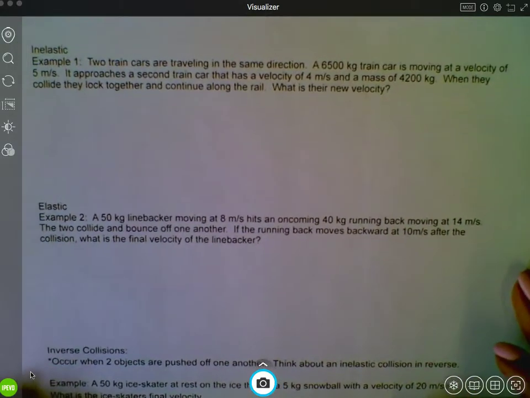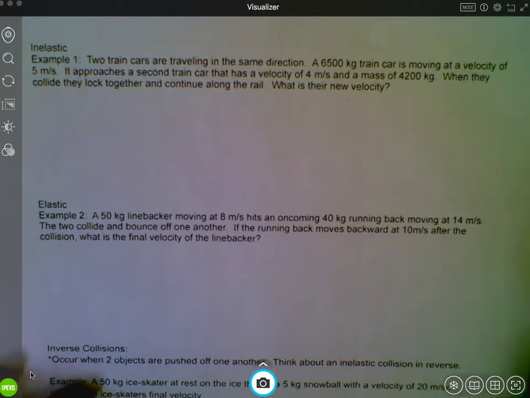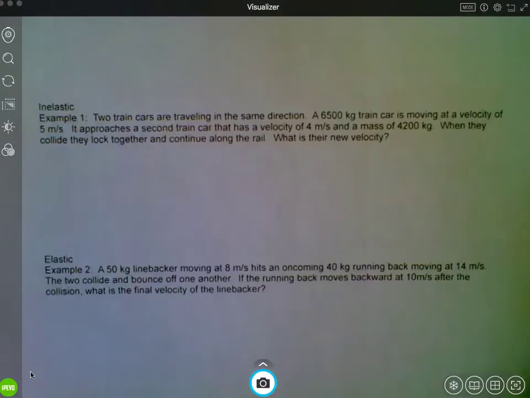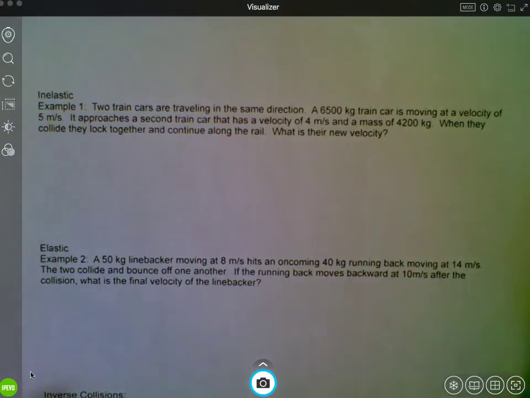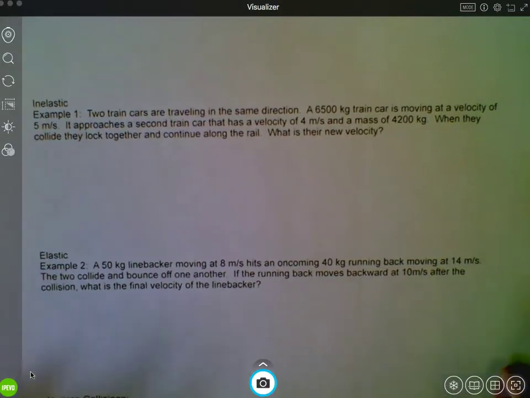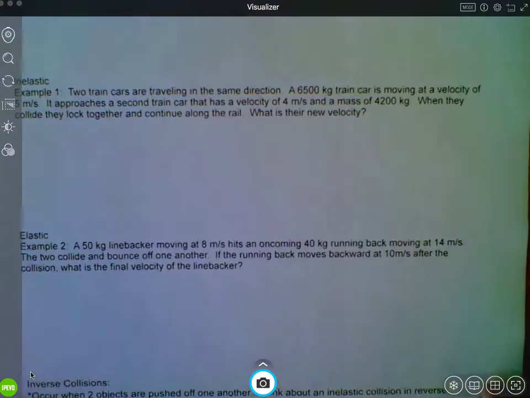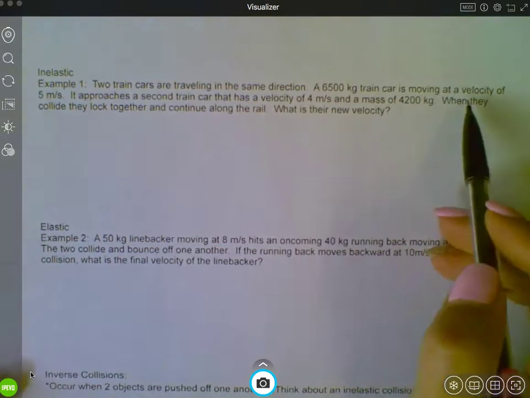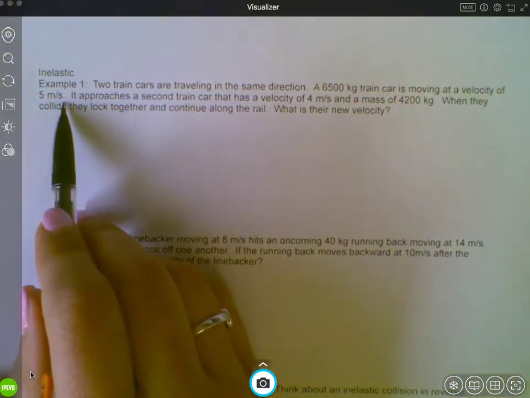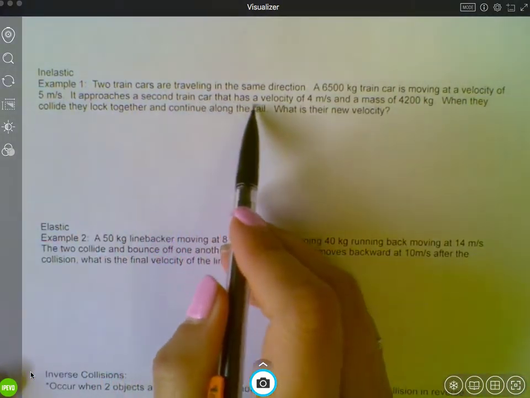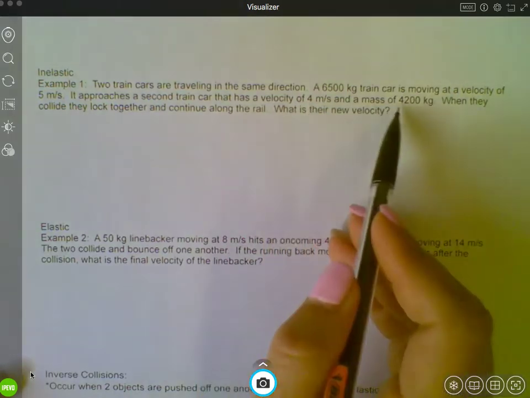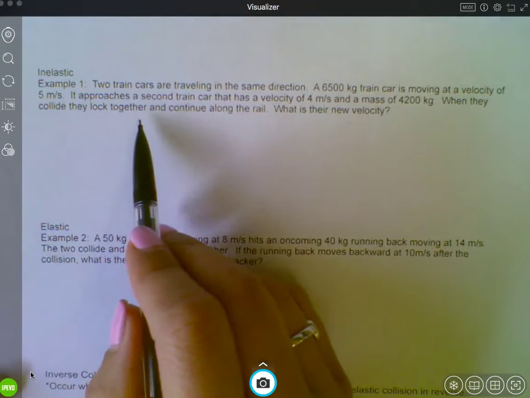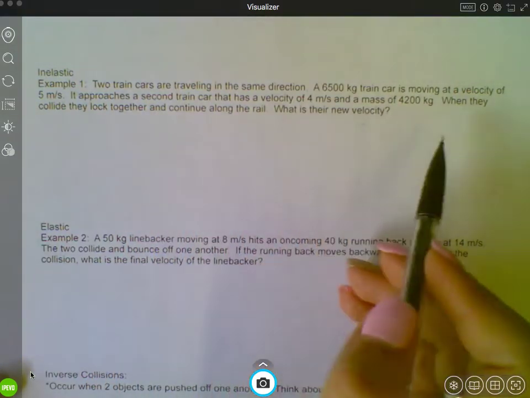All right, we're going to do one of each type of collision here in the examples. Okay. All right, example 1. Two train cars are traveling in the same direction. A 6,500 kilogram train car is moving at a velocity of 5 meters per second. It approaches a second train car that has a velocity of 4 meters per second and a mass of 4,200 kilograms. When they collide, they will lock together and continue along the rail. What is their new velocity?